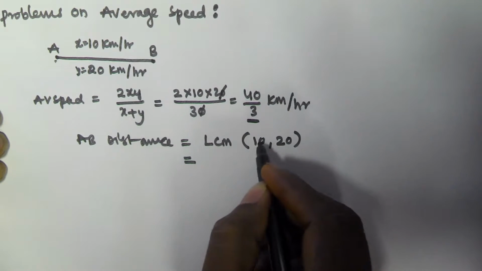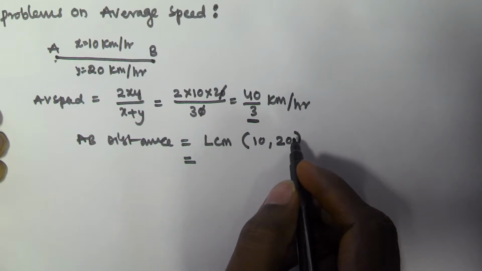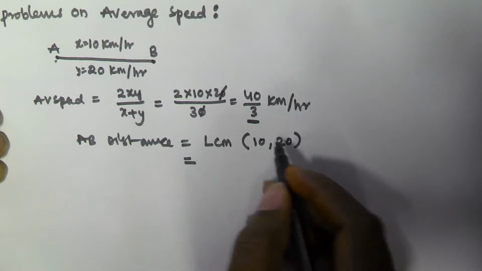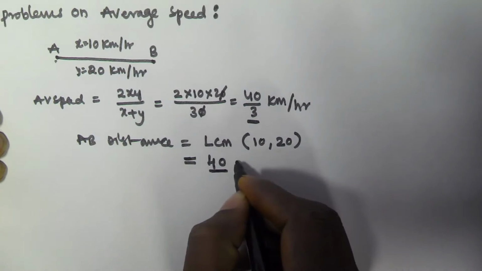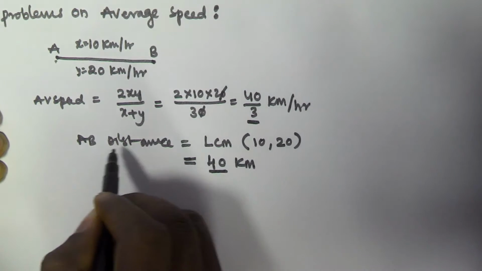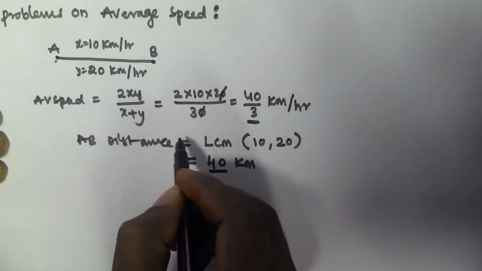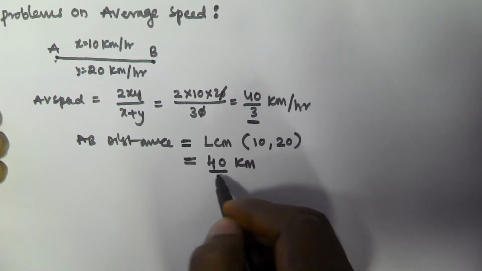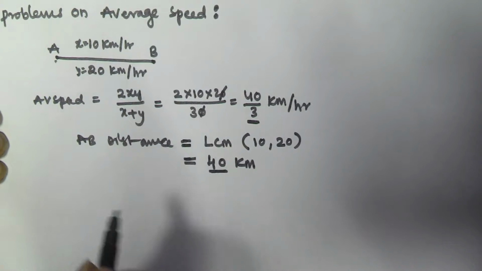So that is the LCM of 10 comma 20. What is it? It is going to be 2 into 5 into 4, which is 40. So it is 40 kilometers. Since the distance is constant, I can take any value, and that value I am taking as the LCM of the speeds from A to B and B to A. So the distance from A to B is 40 kilometers.